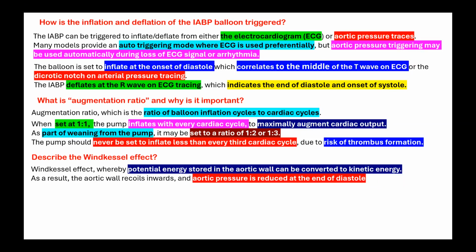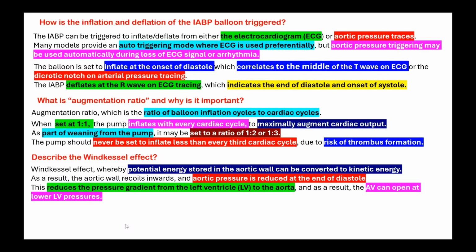After that, when it retraces or recoils, it still pushes the blood, and that is the blood which flows through during the diastolic period. So that is what is called the Windkessel effect, which reduces the pressure gradient from the left ventricle to the aorta, and it can result in the aortic valve opening at a lower LV pressure. So this is very important for reducing the workload of the left ventricle. So this is present in the normal aorta itself.